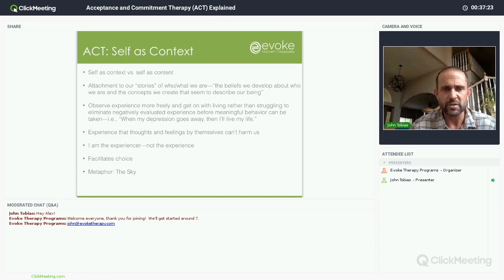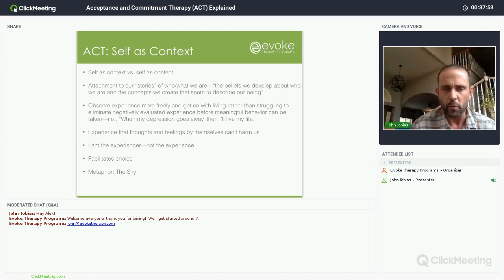Next core process is self as context. And this is juxtaposed with self as content. I'll try to illustrate that difference. Self as content is attachment to our stories of who we are, the beliefs we develop about who we are, and the concepts we create that seem to describe our being.